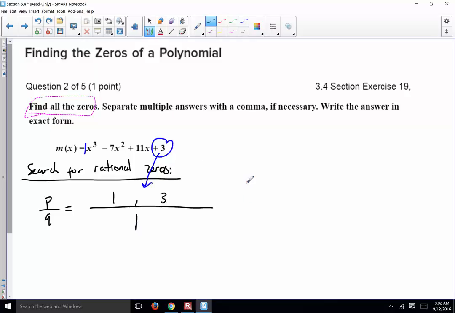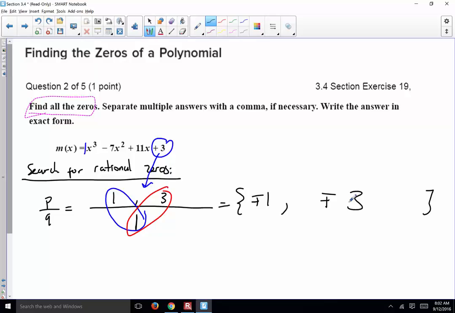Because how many possible zeros do you have? 1 over 1 is the first one, so there are 2 possibilities here, plus minus 1. And then 3 over 1, which is plus minus 3. So we have 4 candidates that can possibly be rational zeros. So it's going to be an easy hunt.